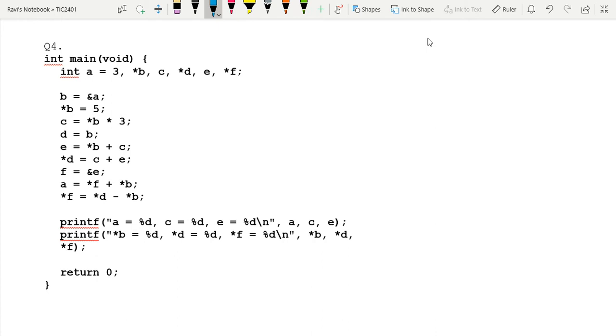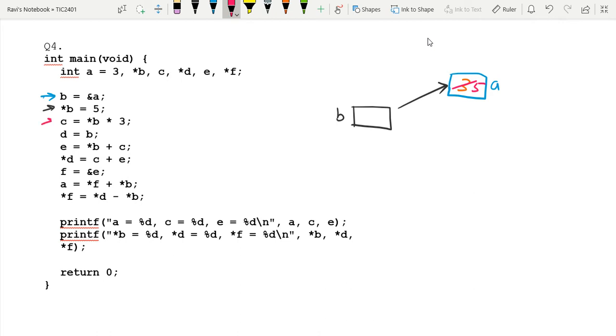Question 4 is about reviewing pointers and integers. Let's go through this line by line. The first instruction is B pointing to A. We have a variable A, and the data inside A is 3, and another pointer B is now going to point to A. The second line says asterisk B equals 5. Whatever B is pointing to will become 5. B is pointing to A, so this will become 5.